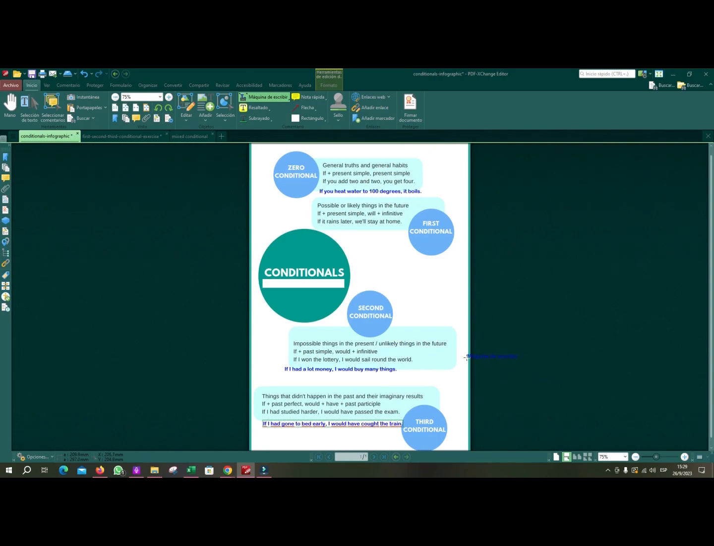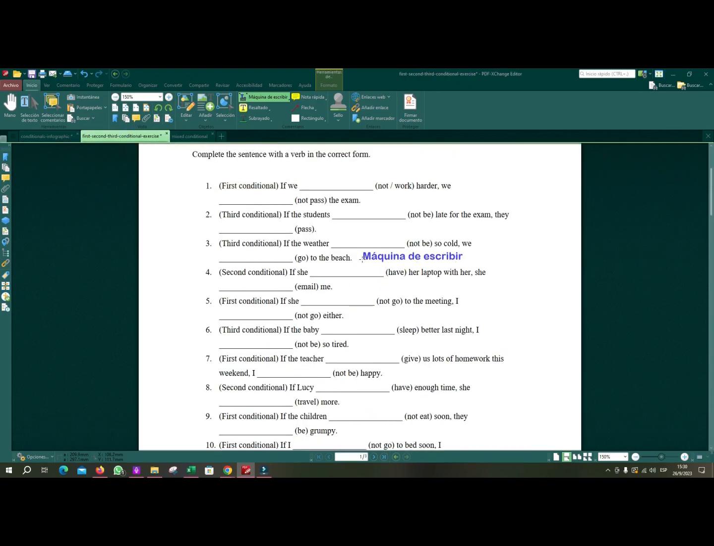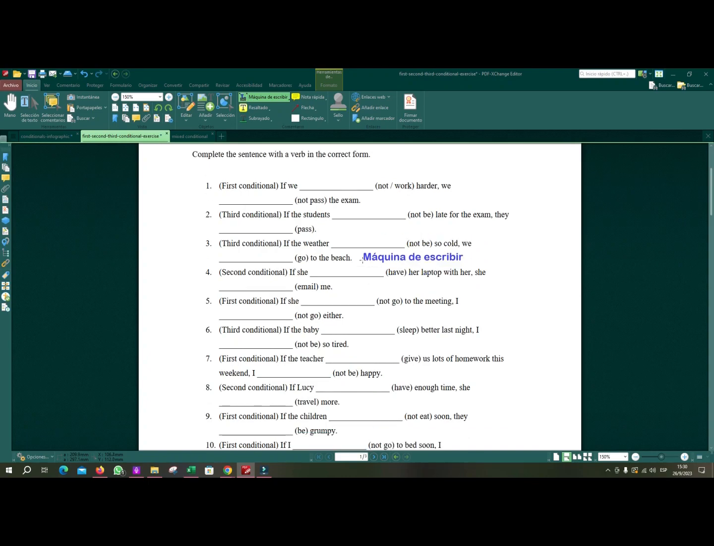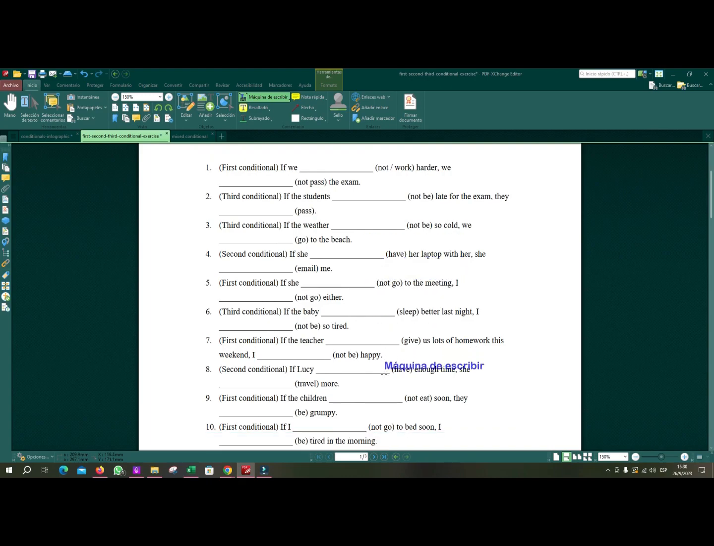And in the third conditional, you're going to have in the if clause the past perfect, and in the main clause, you're going to have would plus have plus the past participle of the verbs, right? So let's do the first exercise, guys, about this. It says, complete the sentences with a verb in the correct form. Here you have 10 sentences, and the first one, that will be in the first conditional, right? So here you have a negative and negative.